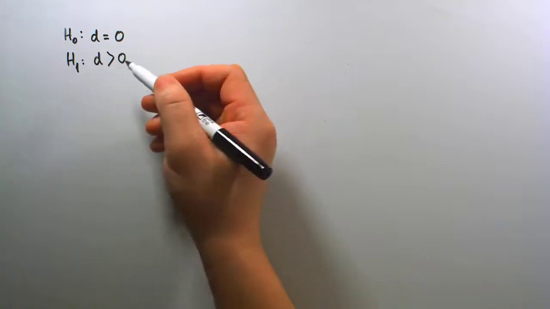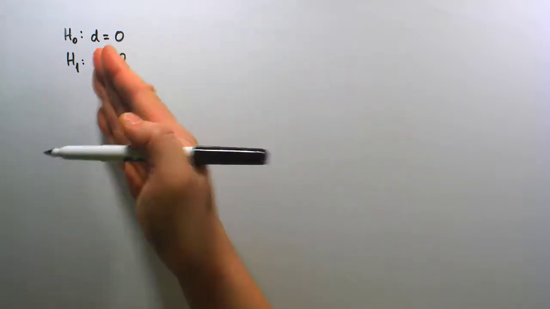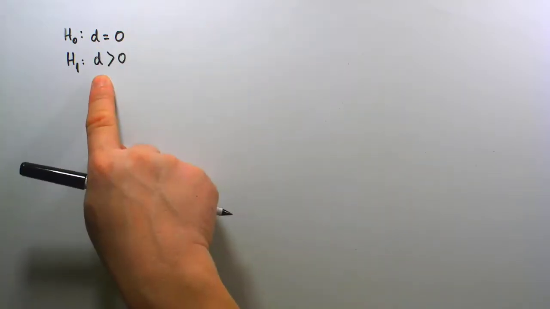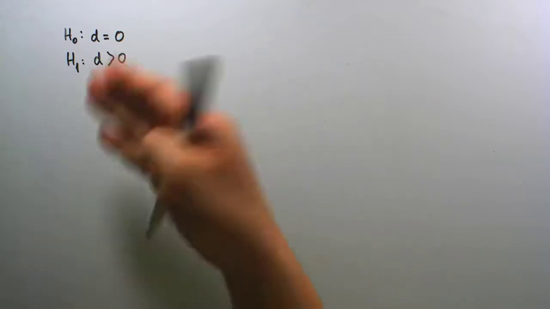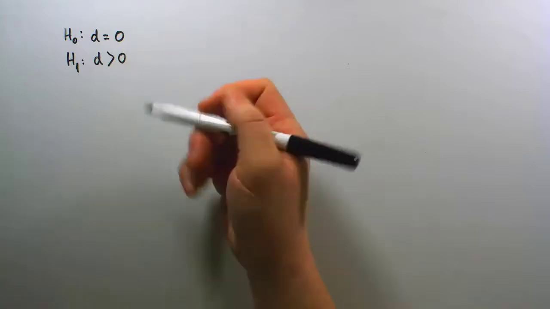But in the end, we still don't know how far this D value is above 0. Is it only a small amount, like 0.5, or a larger amount, like 5.5, or something else?